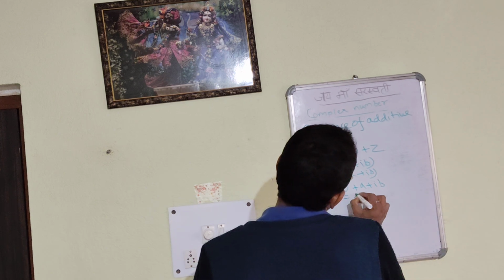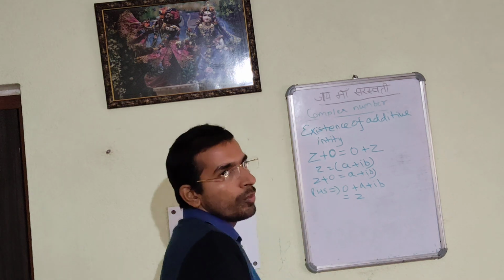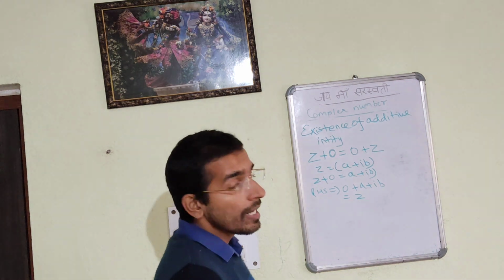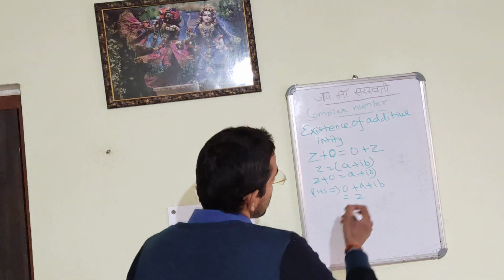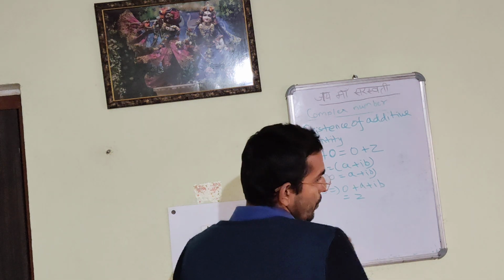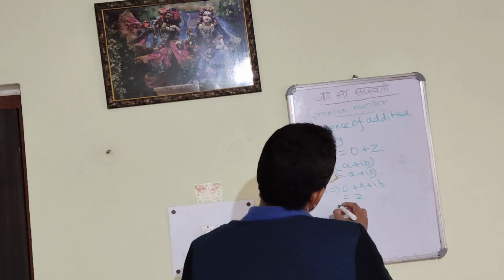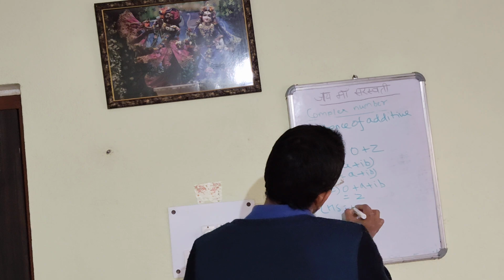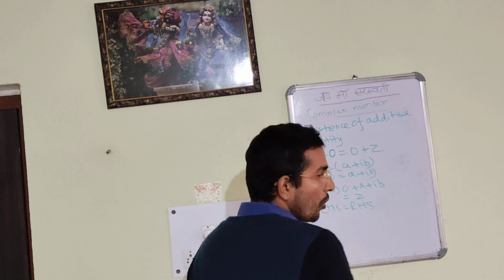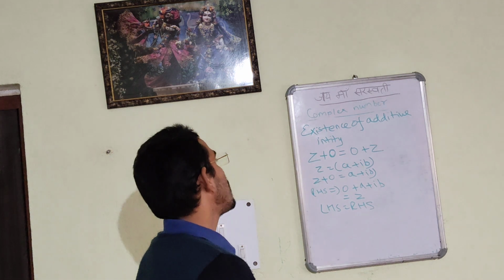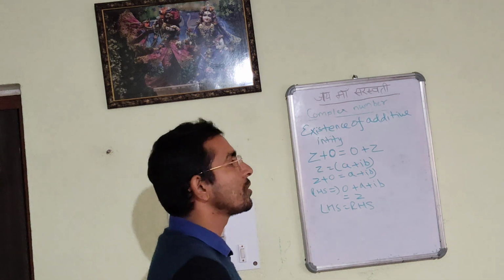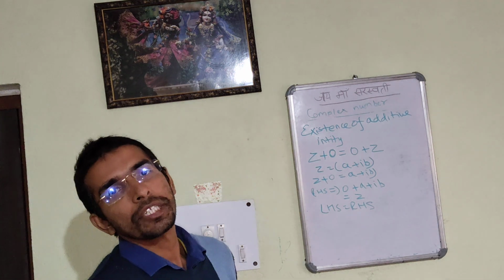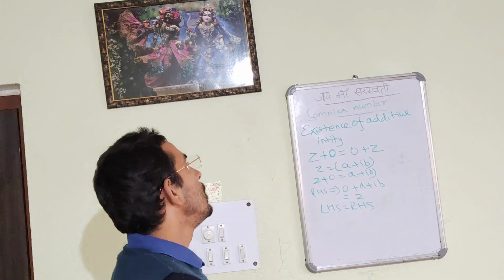It will be equal to Z, because we had taken Z, which we had written as Z is equal to A plus iB. The similar result we had obtained here, A plus iB. So in this case LHS equals RHS, which shows that there is an existence of the additive identity when we are taking addition into consideration.